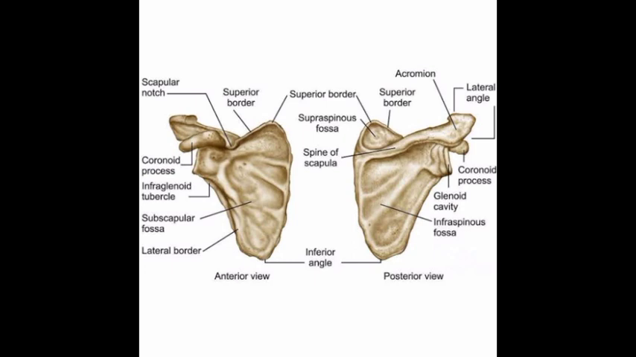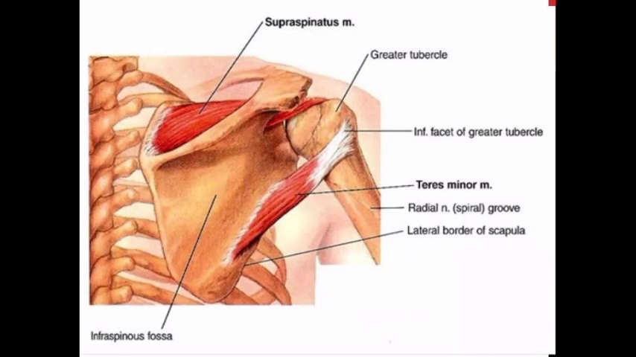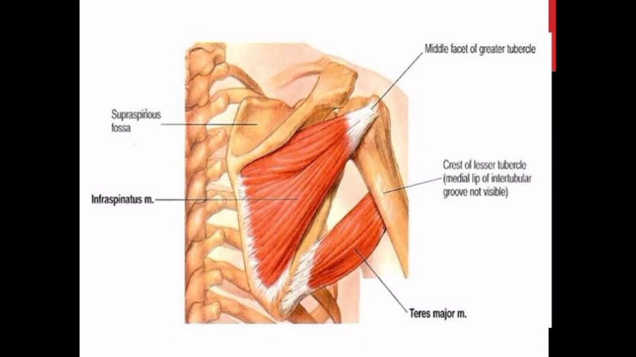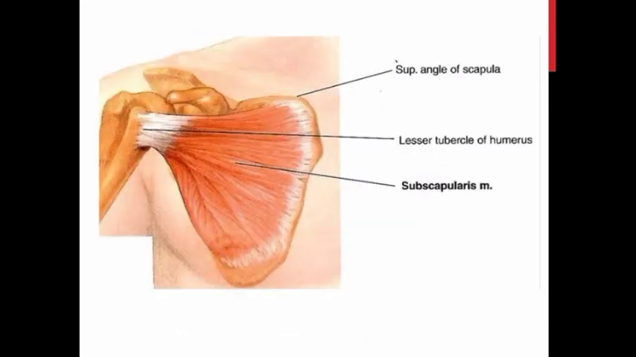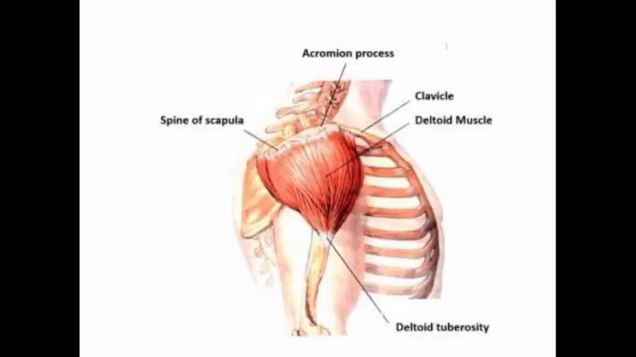There is a muscle present in both the fossae. On the anterior side, this fossa you can see is called the subscapular fossa, in which the subscapularis muscle is present. Now let's have a look at the muscles of the scapular region. In the supraspinous fossa, you can see the supraspinatus muscle. In the infraspinous fossa, you can see the infraspinatus muscle. Then on the anterior side we have the subscapularis muscle, and on the lateral side there is the bulkiest muscle of the scapular region, the deltoid. This muscle provides the contour of the shoulder.